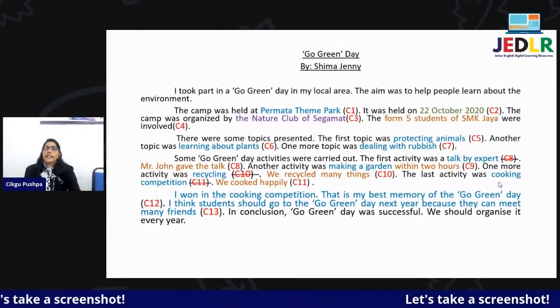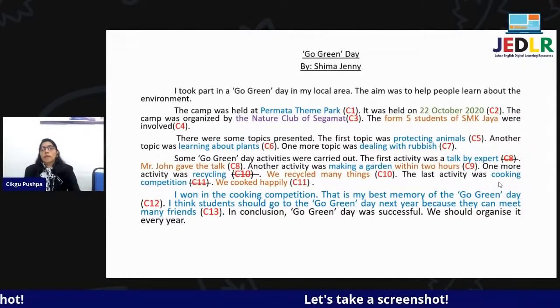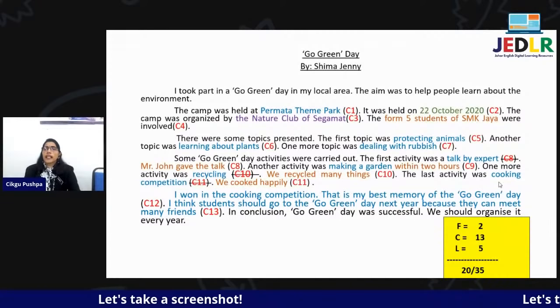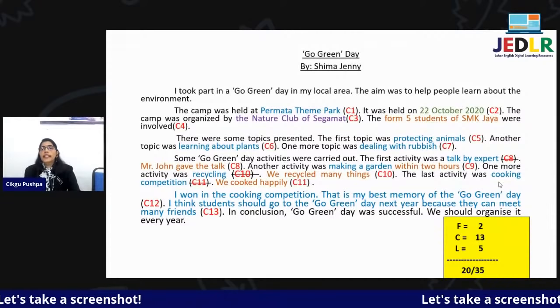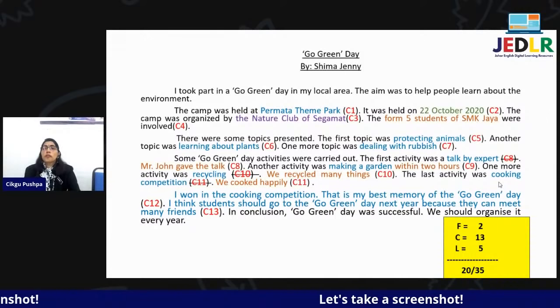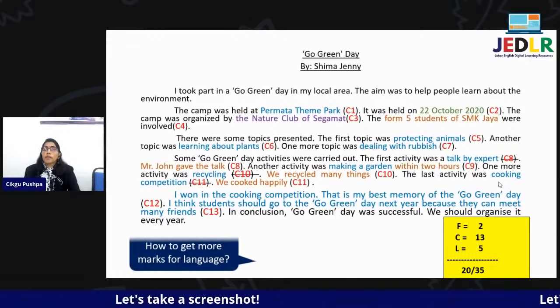And this is actually the overall picture of the article that we have discussed. So your total here is 20. Why 20? Because you don't actually elaborate all the content points, or perhaps most of the content points.